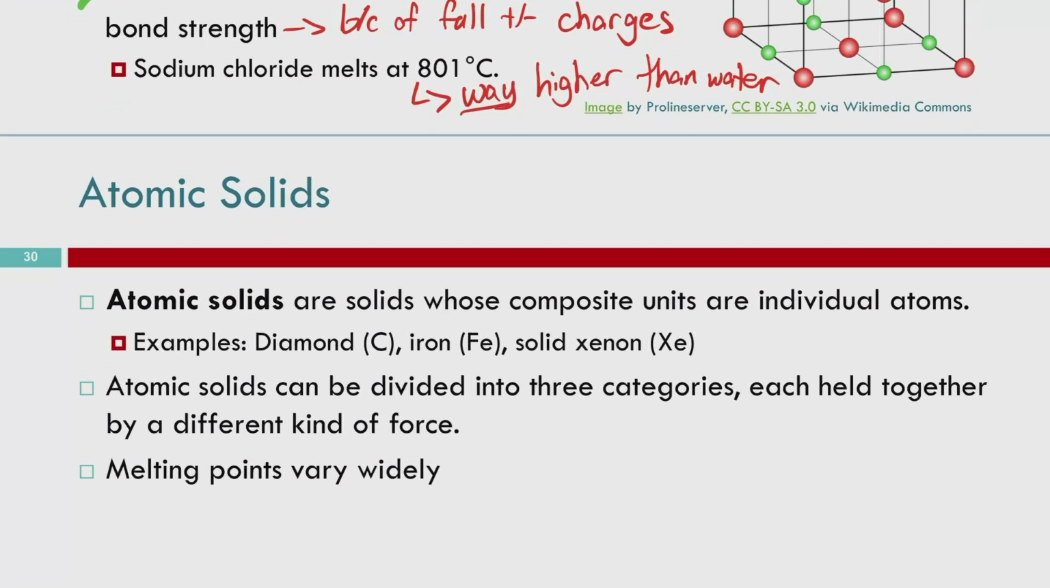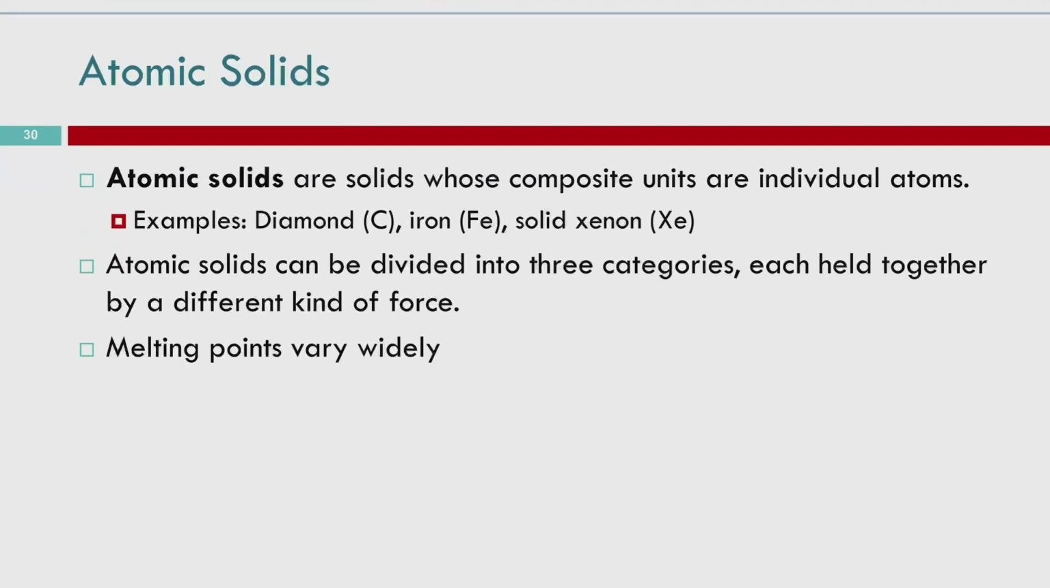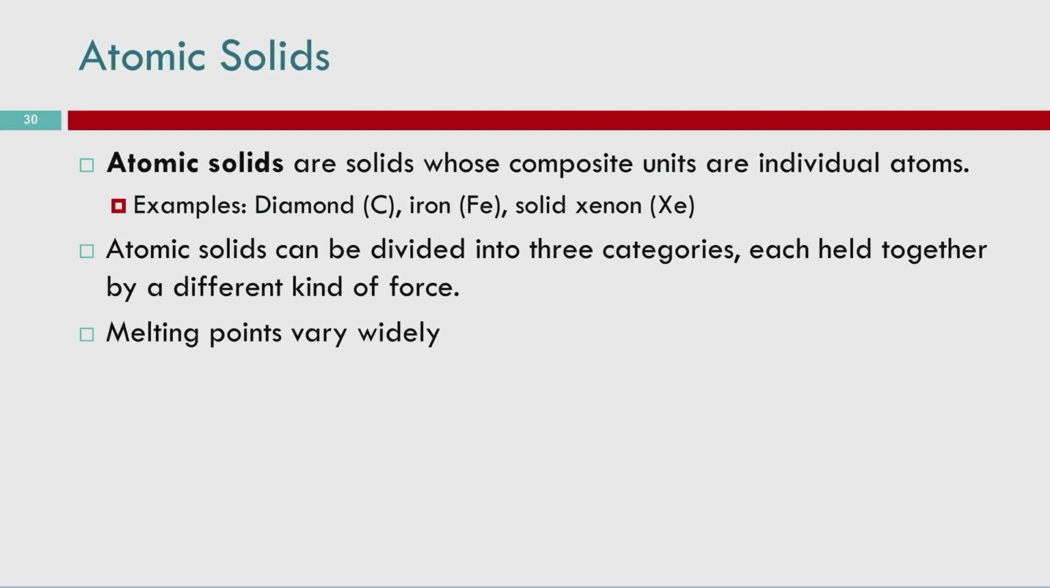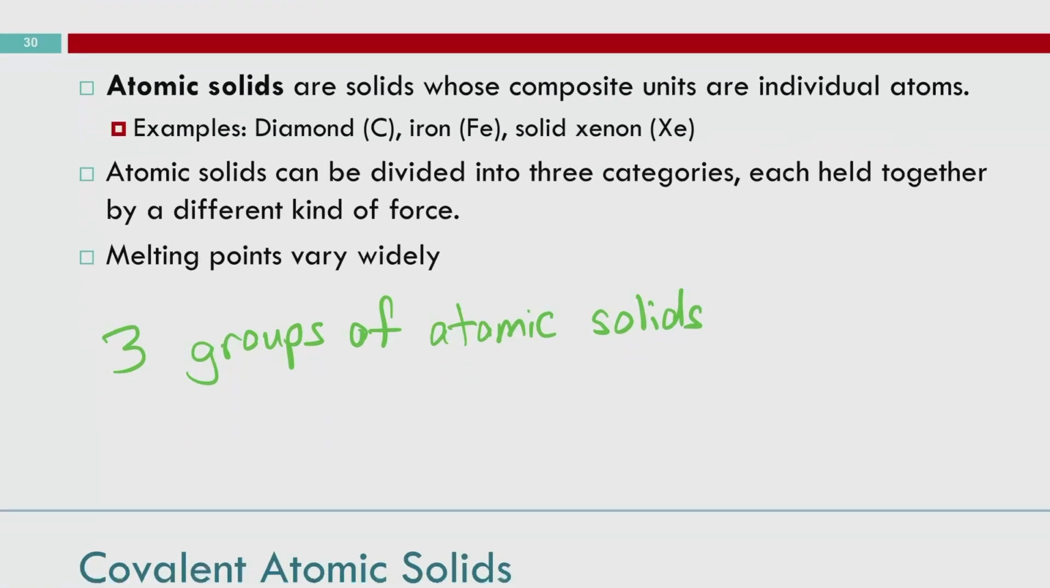Atomic solids are made up of individual atoms, and we can break that down into further groups. So we've got three groups of atomic solids. Our umbrella is crystalline solids. That separates out into molecular, ionic, atomic. Atomic breaks into further subcategories that we're going to talk about here.